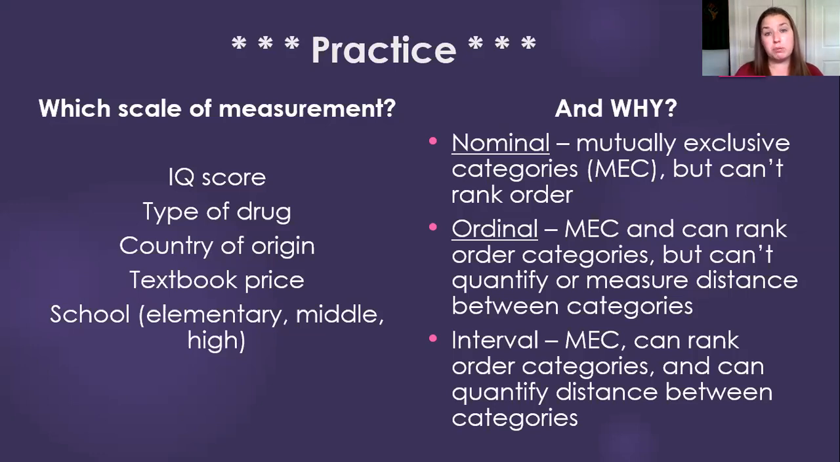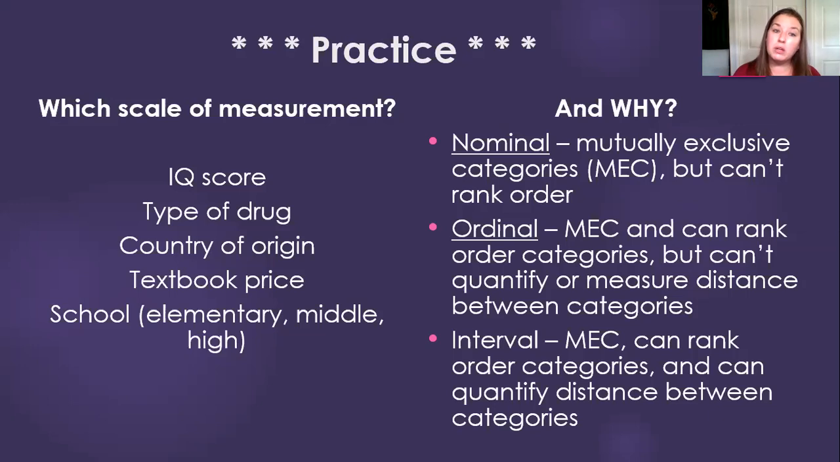Number 4 is textbook price. This one is interval. There are mutually exclusive categories. One textbook costs $50, another costs $100. A given textbook can't have two prices. You can rank order those categories, right? Some textbook prices are expensive, some are lower. And we can quantify the distance between categories, right? A textbook that costs $100 costs $50 more than a textbook that costs $50, right? There's some way to measure the distance between categories.